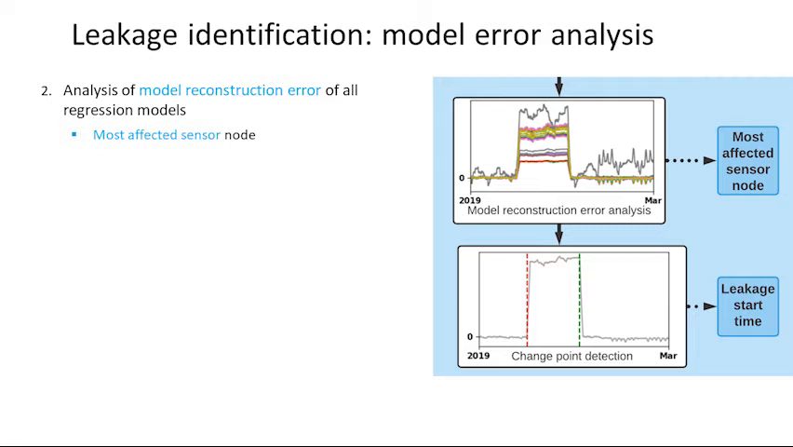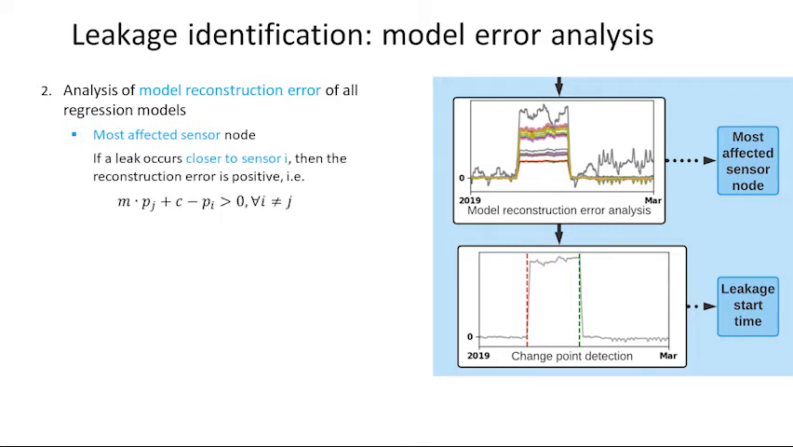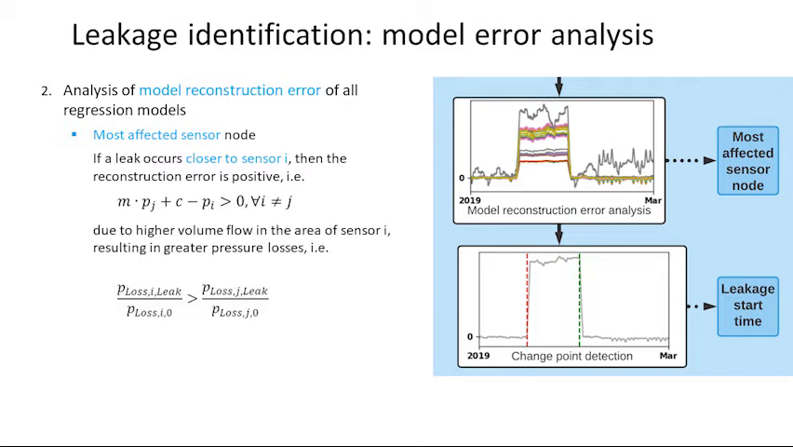In the second step, the model is applied to the time frame with leaks and the model error is analyzed. The first part of the analysis obtains the most affected sensor by the respective leak. Assuming that a leak occurs in the vicinity of sensor I rather than all other sensors J, the reconstruction error of these regression models will result positive, as the increase in pressure loss at node I that is caused by the leak is greater than the increase at all other nodes J. The information of the most affected sensor is then passed on as input to the leakage localization method.